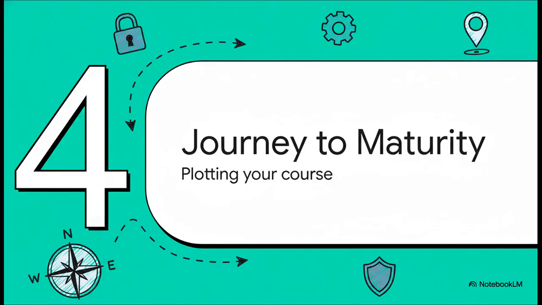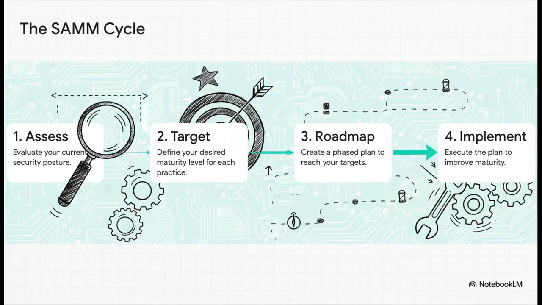Okay, so we understand the map structure, we know how to read the legend. Now for the fun part. How do you actually use it to plot your own course? Let's talk about the journey to maturity. The whole process is this really simple, repeatable 4-step cycle. First, you assess. You take an honest look at where you are right now. Second, you set a target, a realistic goal for where you want to be in, say, 6 or 12 months. Third, you build a roadmap, which are the concrete steps to get from here to there. And finally, you implement the plan. And this isn't a one-and-done thing. It's a cycle of continuous improvement.